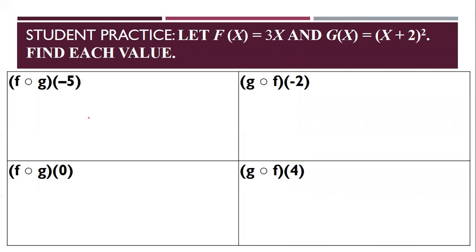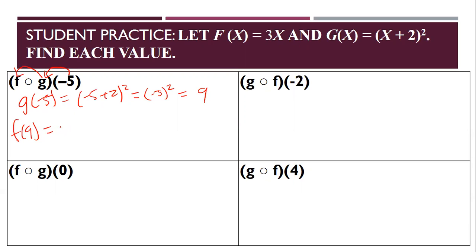All right, so on the first one, did you all use option A or option B? Option A, okay. So you plug -5 into g first, right? So you should have gotten g of -5 equals -5 plus 2 squared, which equals -3 squared, which equals 9. And then you take what you got from that and plug it into f. So f of 9 equals 3 times 9, which equals 27.